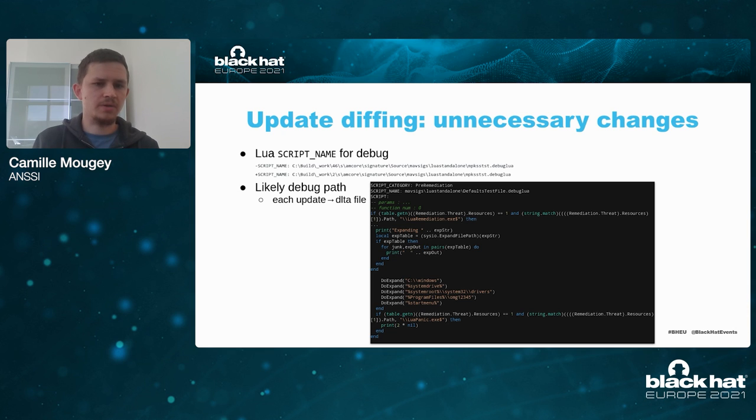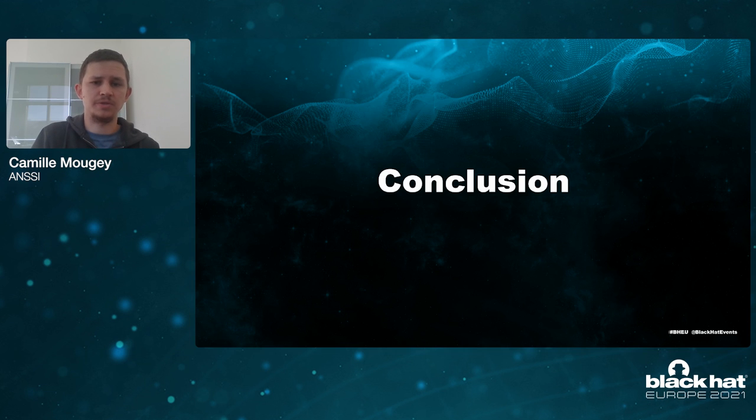We also have unnecessary changes. For instance, some of the Lua scripts still have their debug name, and from what I understand, this is due to the compilation chain. The name is moving during checks, and you will finally get changes related to the debug path, so a delta file distributed to the whole planet just for a diff, which is actually unnecessary.